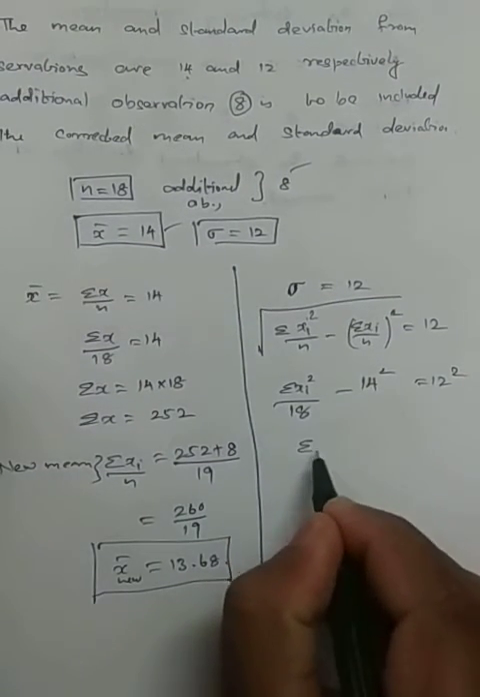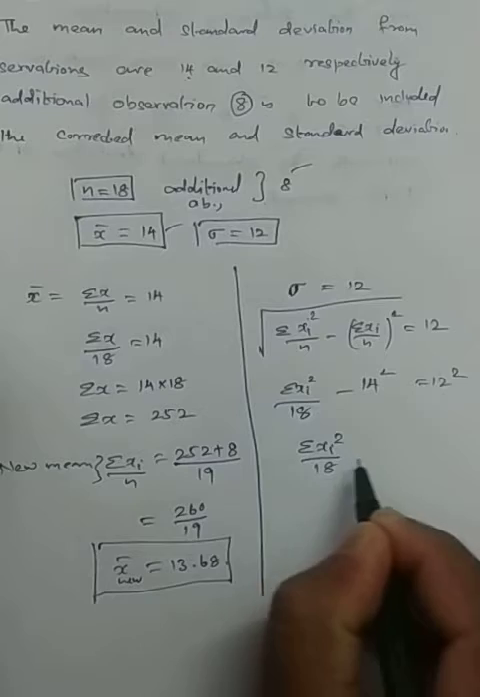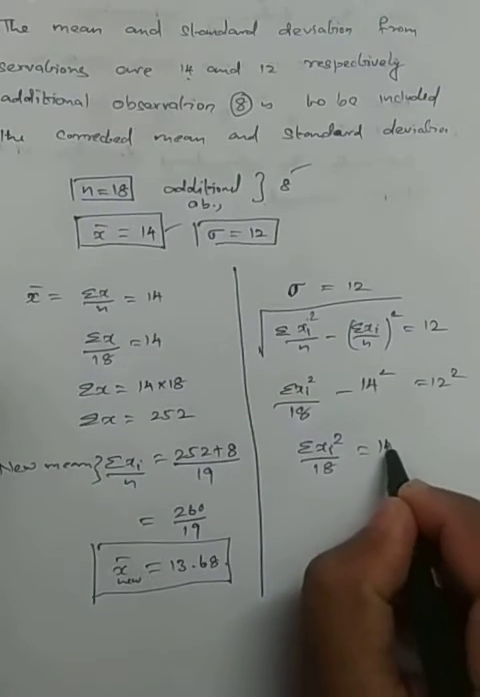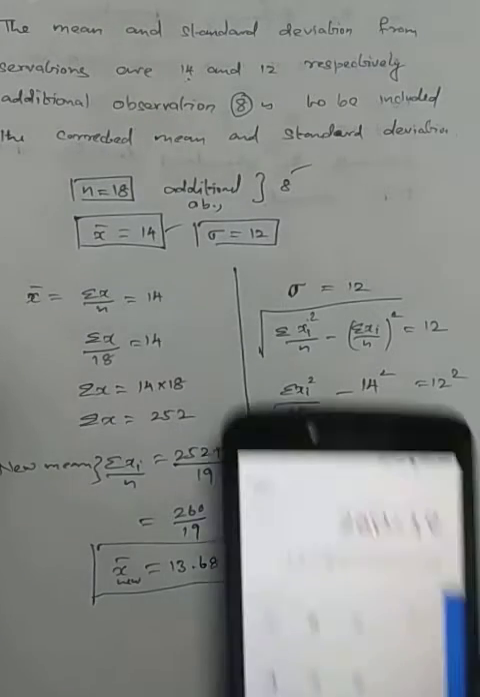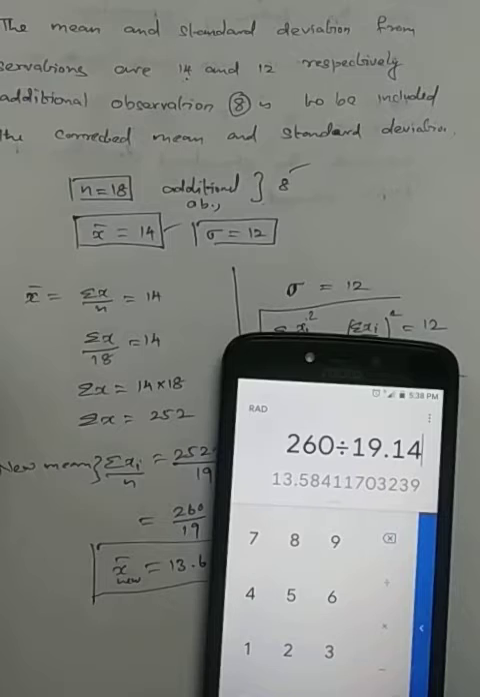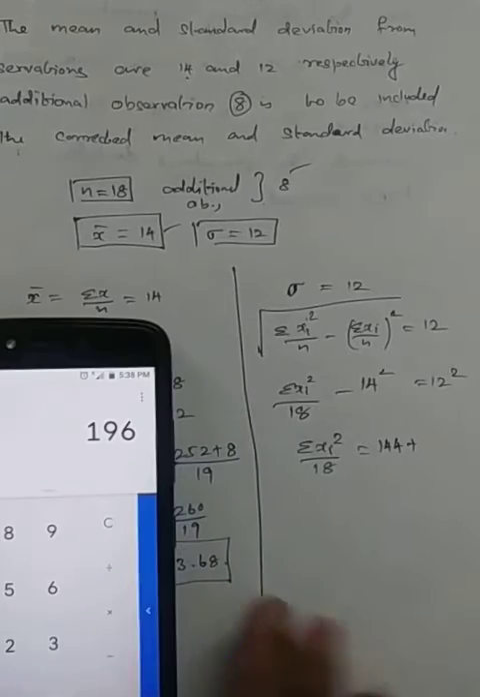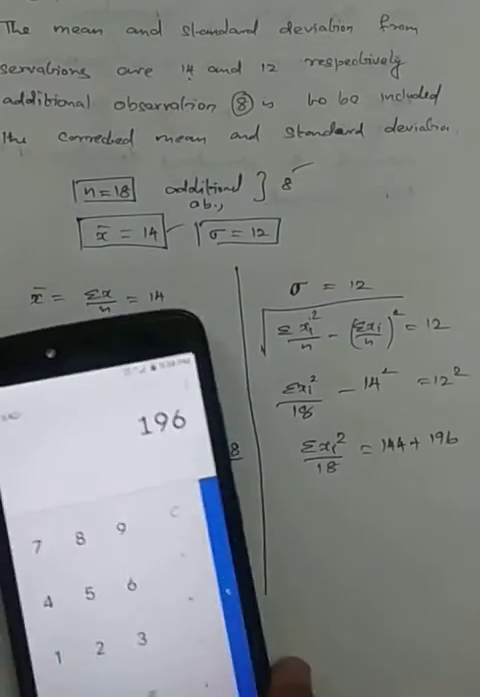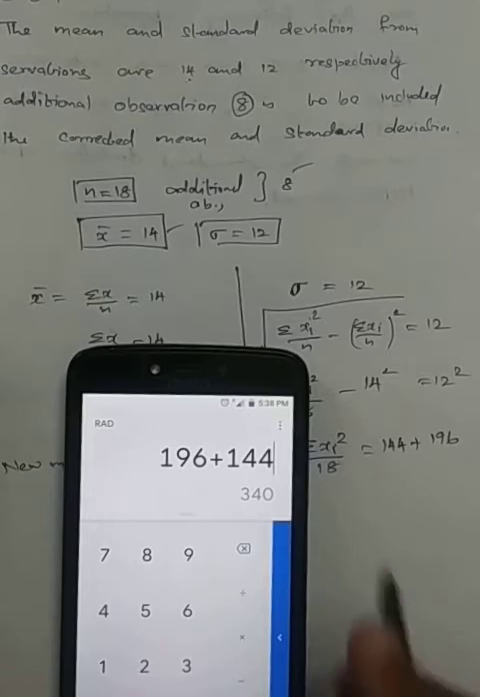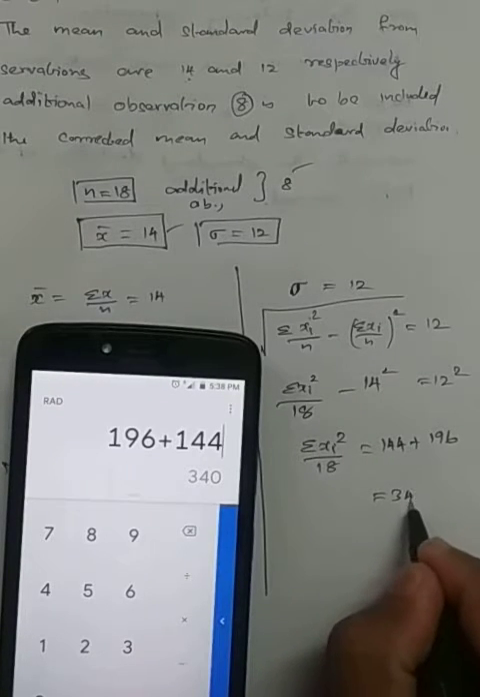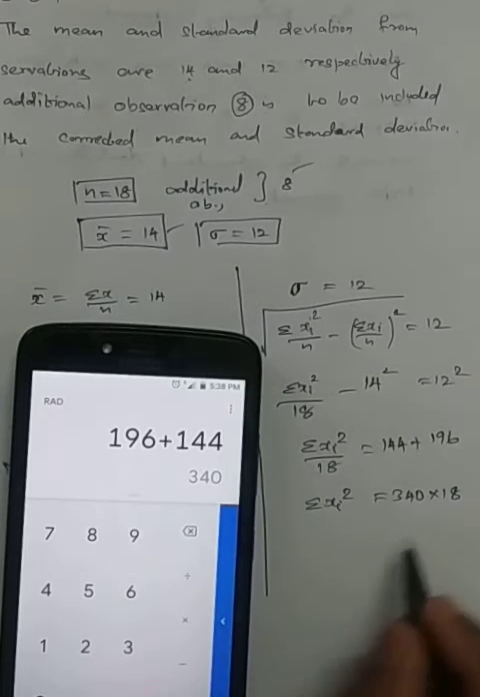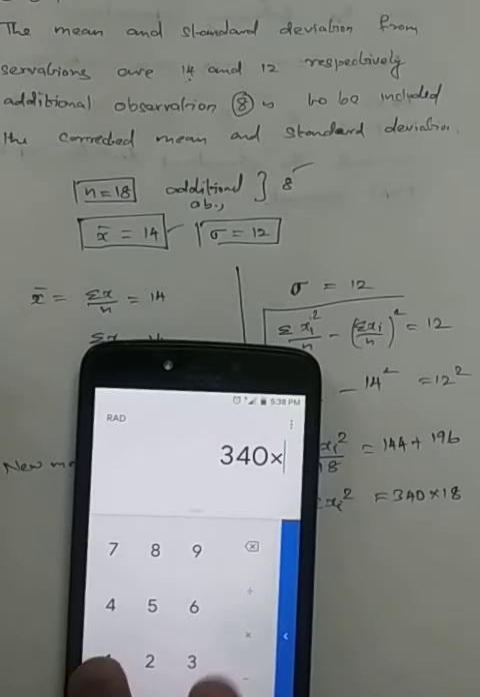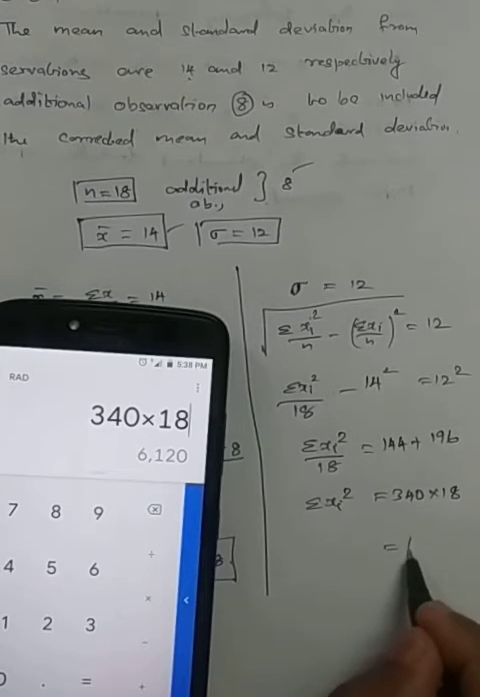So now sigma xi square by 18 equals 12 square. 12 square is 144. Minus goes that side, now plus. 14 square is 196. For your understanding I will write 14 into 14, 196. So I am adding 196 here. Now 196 plus 144, how much is it coming? 340. I have to multiply by 18 because this 18 goes that side. Then sigma xi square equals 340 into 18. So we are getting 6120.